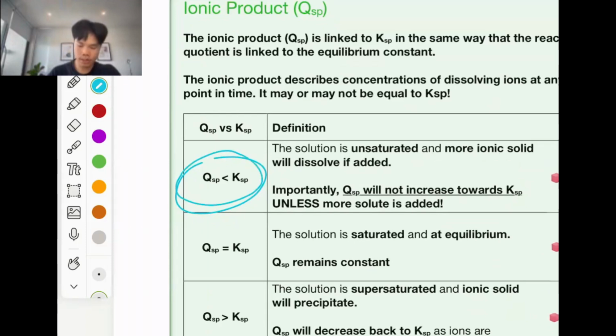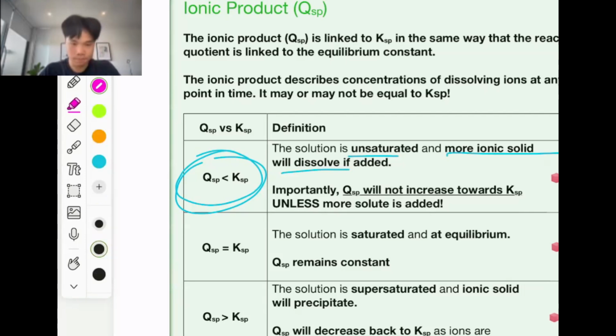So if your QSP is less than KSP, the solution is unsaturated, and more ionic solid would dissolve if you added it in. Importantly, this is what's different for QSP compared to QEQ. QSP will not increase up to KSP in the same way that Q normally comes up to K. If your QSP is less than KSP, it will just remain at a smaller value.